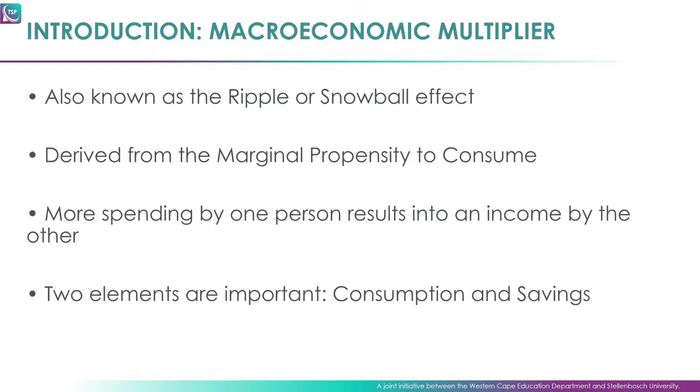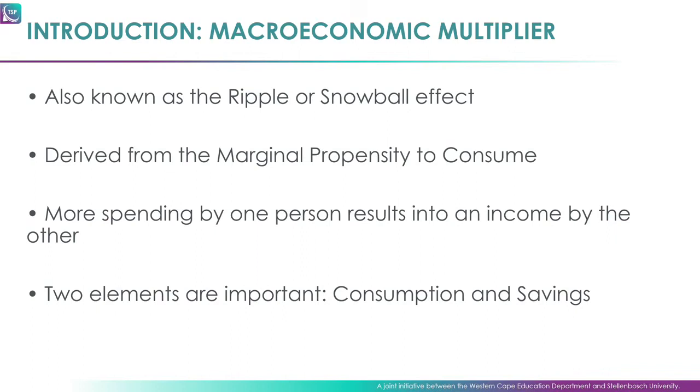When we speak about the macroeconomic multiplier, this is also called the ripple or snowball effect. If you think about how a snowball is formed, as it rolls down a hill it collects more and more snow and becomes bigger and bigger. So we will see how the macroeconomic multiplier is known as the ripple or snowball effect.